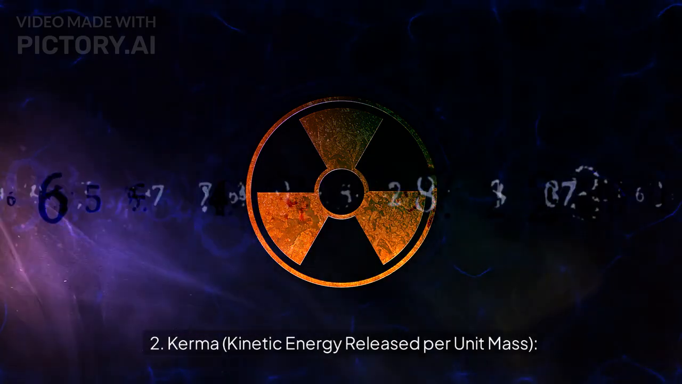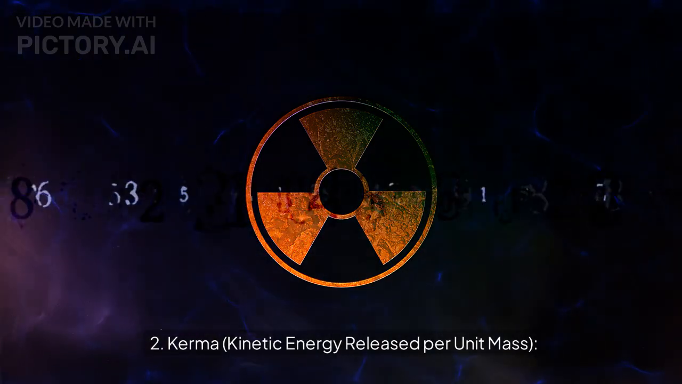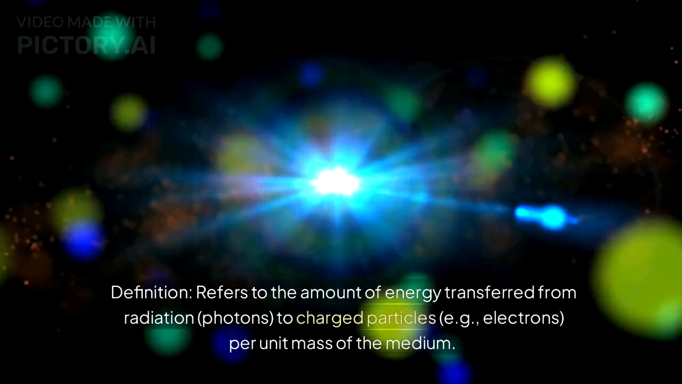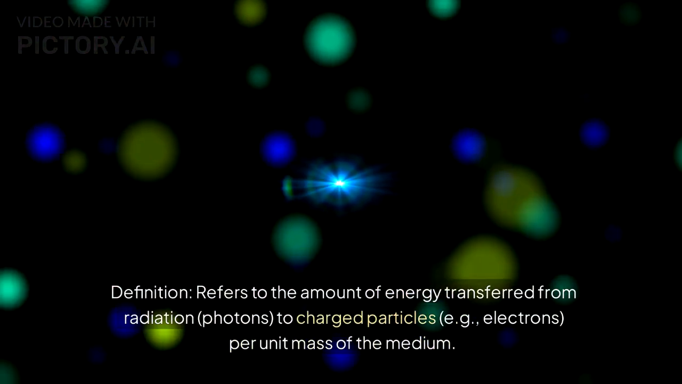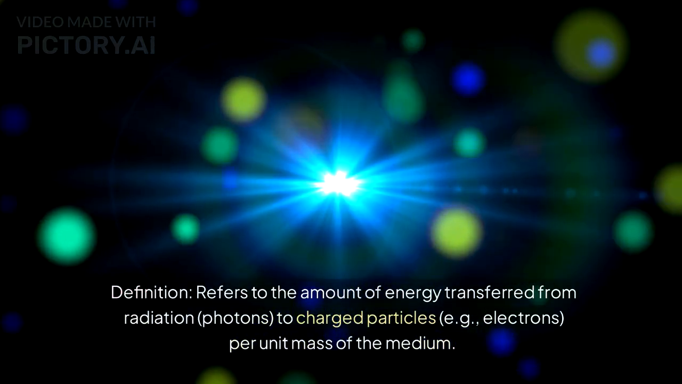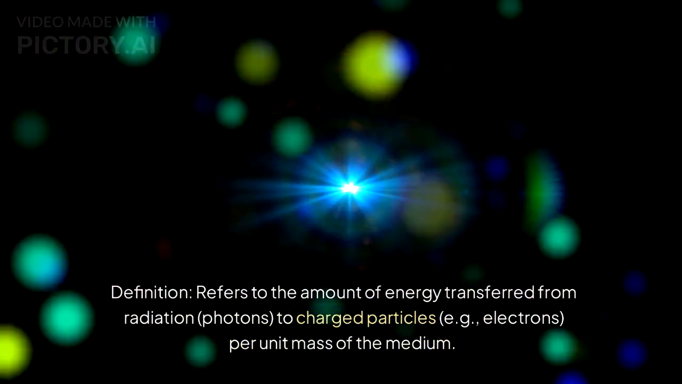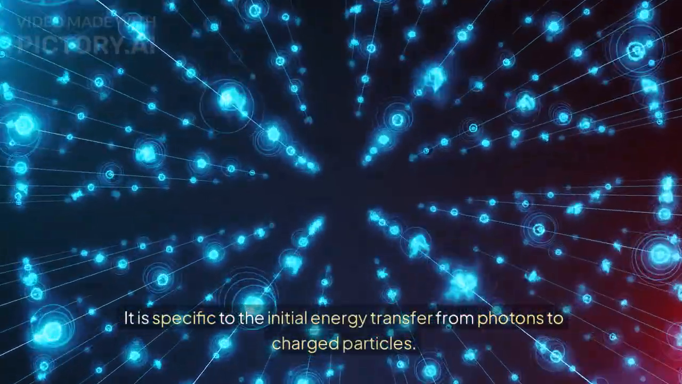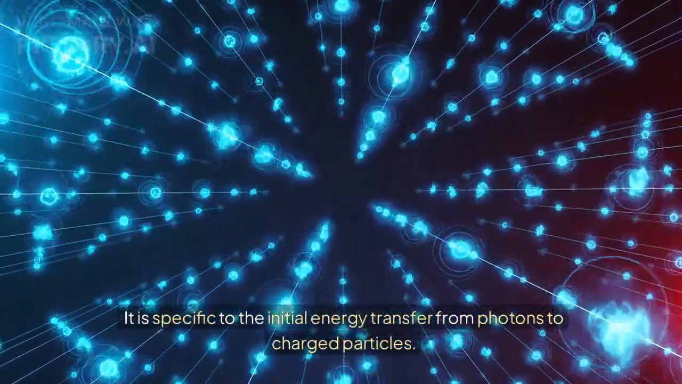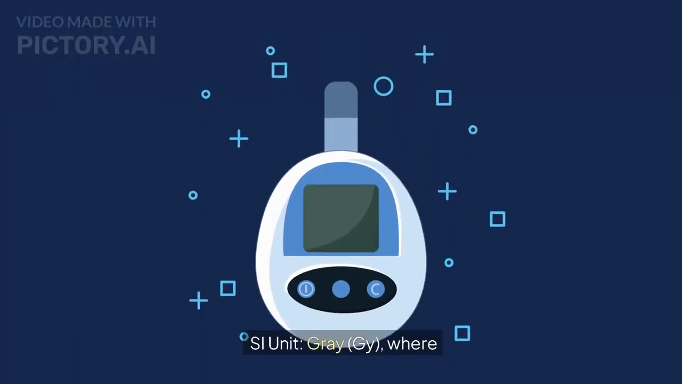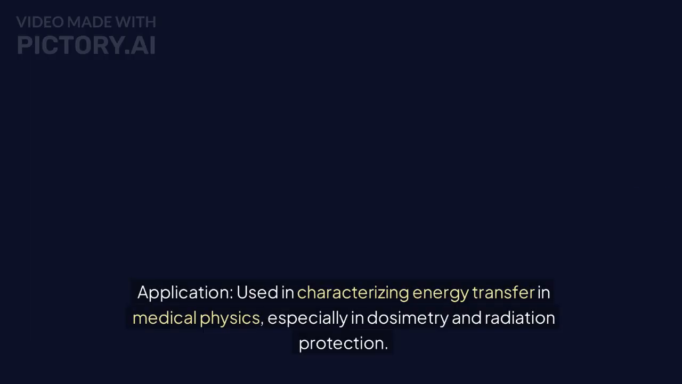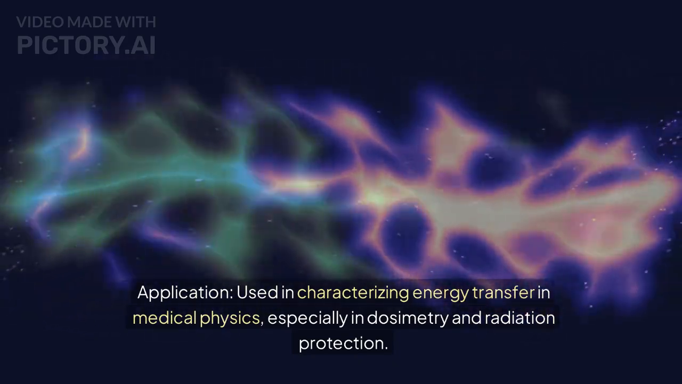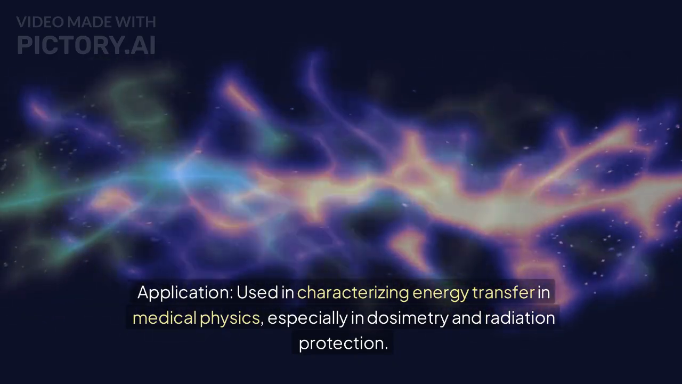2. Kerma: Kinetic energy released per unit mass. Definition: Refers to the amount of energy transferred from radiation (photons) to charged particles (e.g. electrons) per unit mass of the medium. It is specific to the initial energy transfer from photons to charged particles. SI unit: Gray (Gy), where 1 Gy = 1 J/kg. Application: Used in characterizing energy transfer in medical physics, especially in dosimetry and radiation protection.